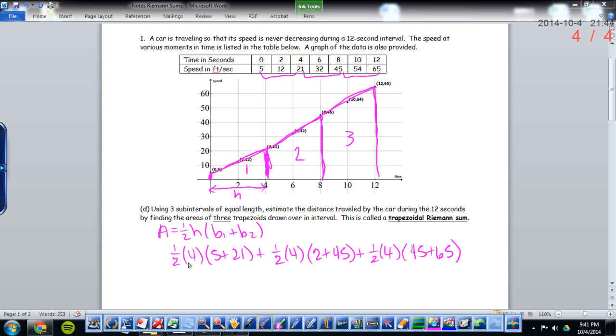Again, there's a little bit of a shortcut. Notice that you have a 1/2 and a 4 on each of these 3 areas that we're trying to add up here. And this is just because our intervals are of equal length. Sometimes we will have intervals that are not equal length, and you'll have to write it out like this. But if your intervals are of equal length, then we could write this out as 1/2 from the formula. The height is 4, and that's the same for every single trapezoid right here. And so then we're just left with the sum of the bases. Oops, and this should have been 21 plus 45. Sorry about that. All right, so what's left is 5 plus 21 plus 21 plus 45 plus another 45 plus 65. So it ends up being 5 plus 2 times 21 plus 2 times 45 plus 65.